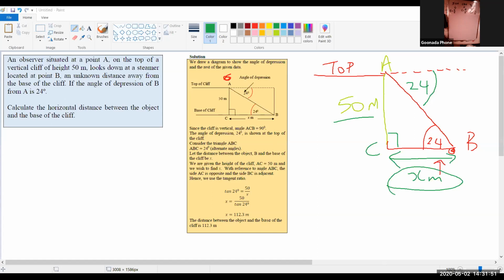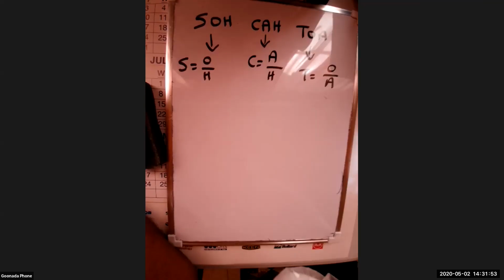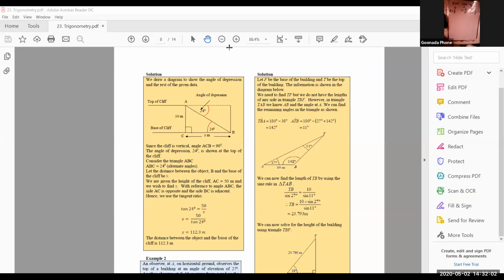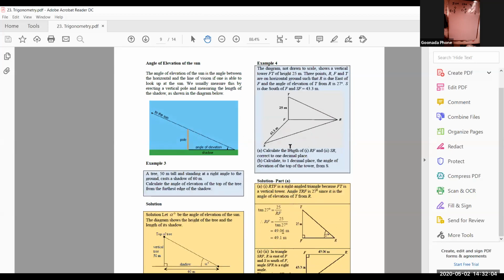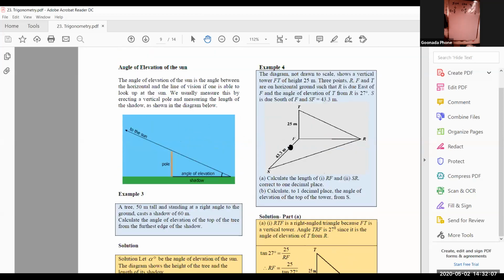All right. Let's look at another example then. Angle of elevation of the sun. The angle of elevation of the sun is the angle between the horizontal and the line of vision if one is able to look up at the sun. We usually measure this by erecting a vertical pole and measuring the length of the shadow as shown in the diagram below. So let's see here.